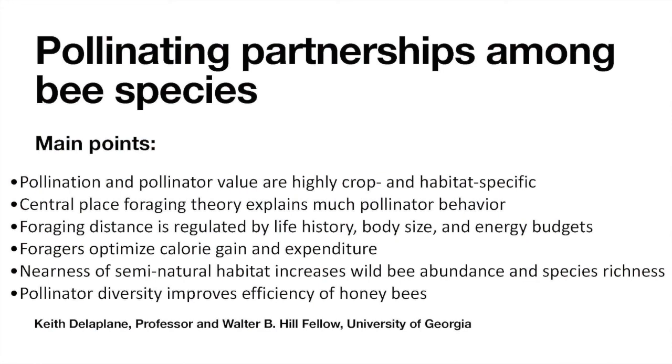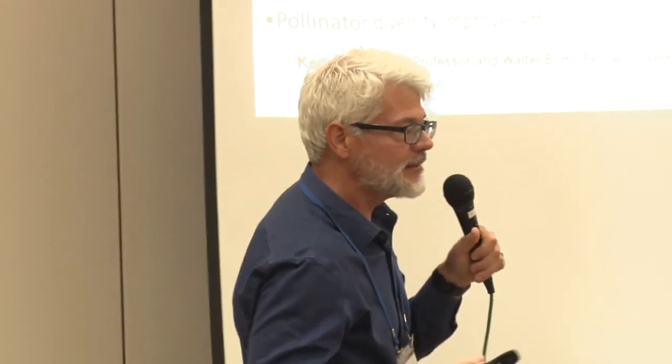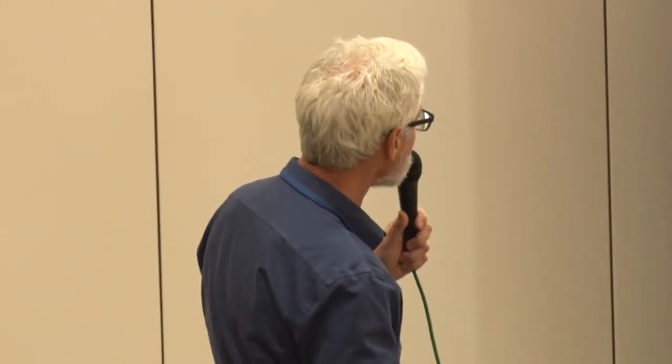Let me summarize what I had to say this afternoon. Pollination and pollinator value are highly crop and habitat specific. I didn't really talk about central place foraging theory, but that's just a fancy way of saying that bees have a home. They are like us. They have a place they go home to at night, so their foraging has to take into account the calories to go out to work. Just like you, if you commute, you have to take into account the time spent commuting. Is the commute worth it? They're asking the same question with calories instead of dollars.